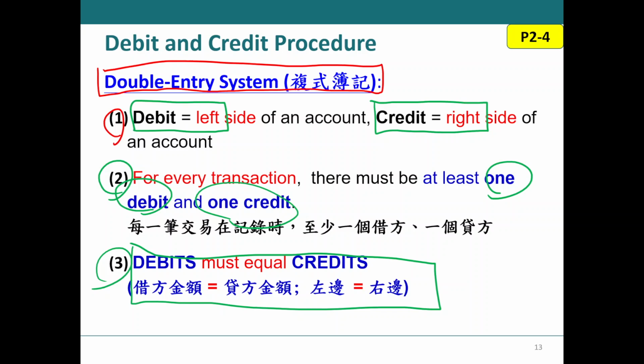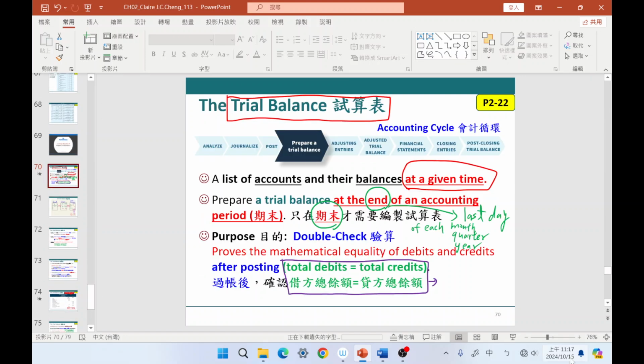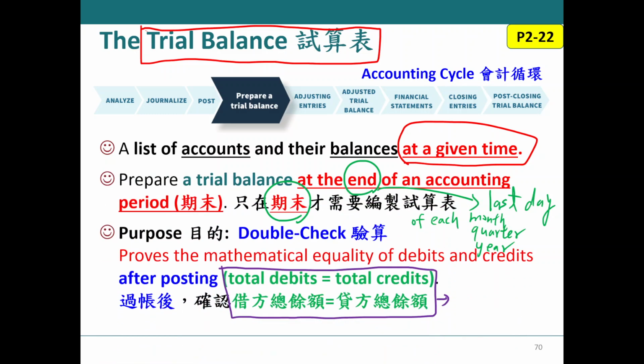Maybe you got the correct numbers. Okay, so on your slide, page 13, double entry system. 复式簿记. Okay, so we use trial balance to make sure maybe we got the correct numbers, maybe you did the right thing, okay? Trial balance 试算表.